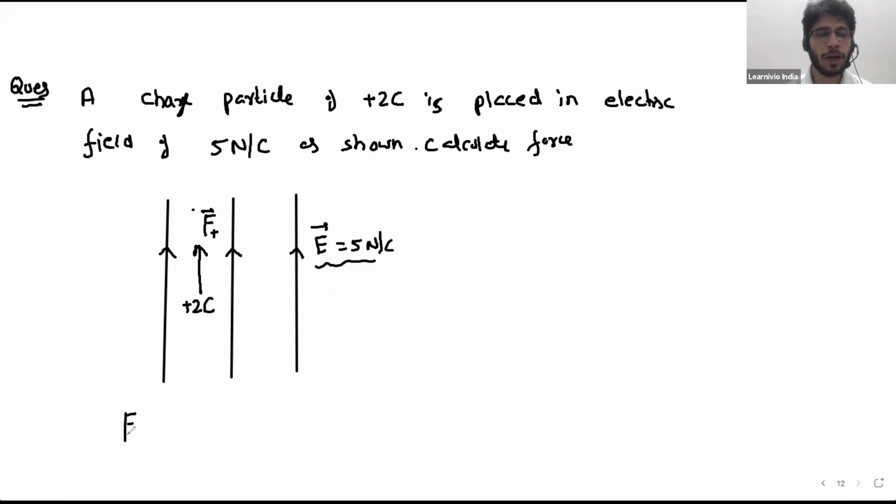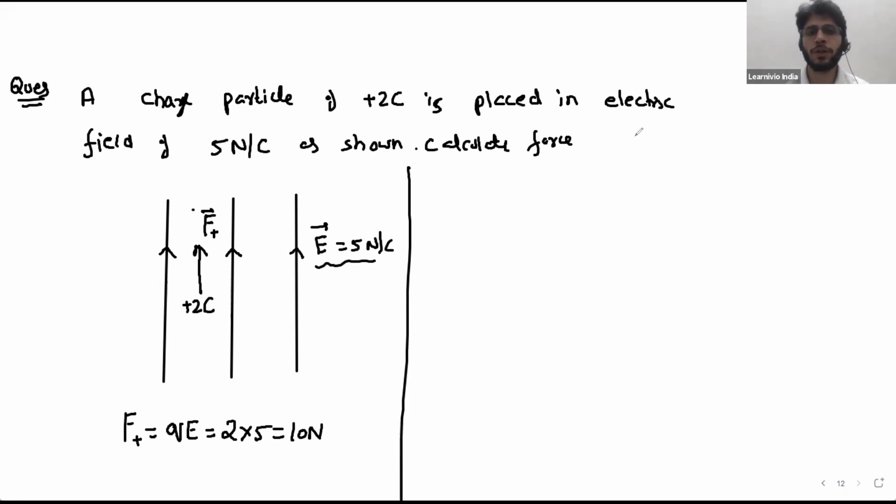Okay. So Amalia, what is the magnitude of this force? How would you calculate the magnitude of this force? Two into 5. The magnitude would be qE, where q is 2, E is 5, so that is 10 Newton. So this is the magnitude of force, 10 Newton. If I write this in vector form, then this F will be 10 i cap Newton.